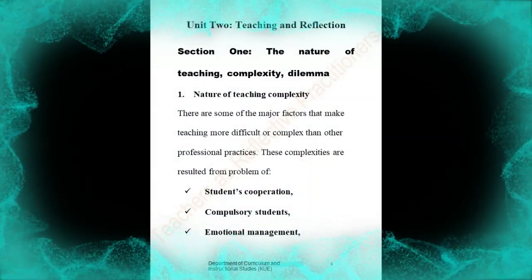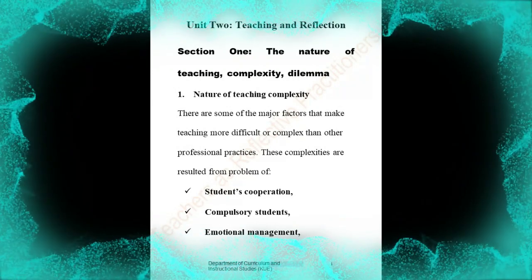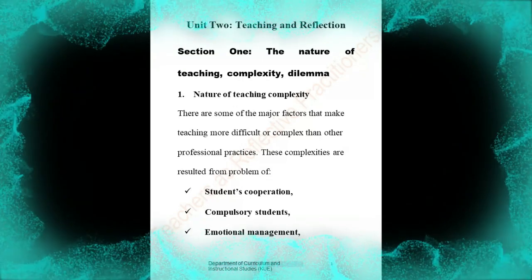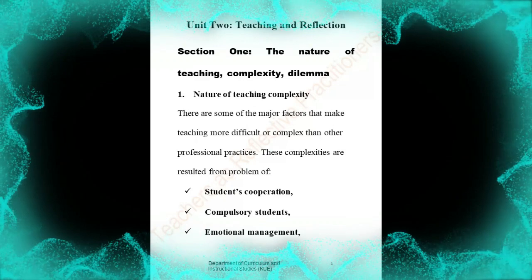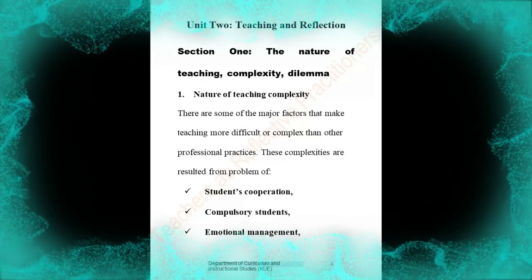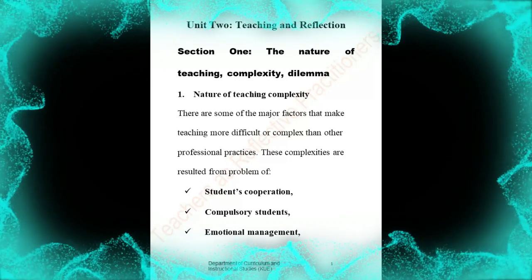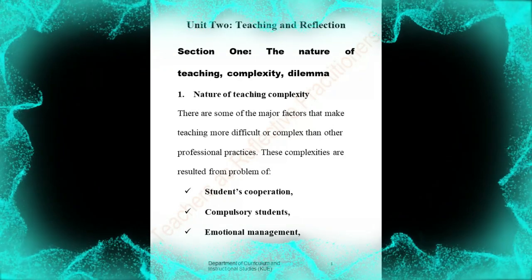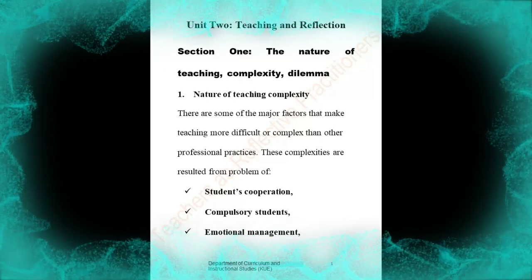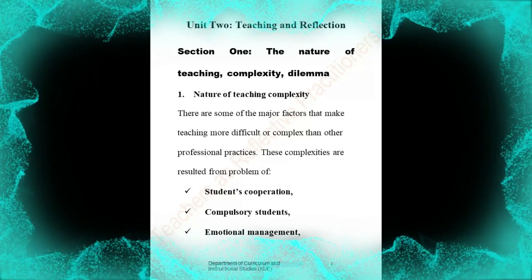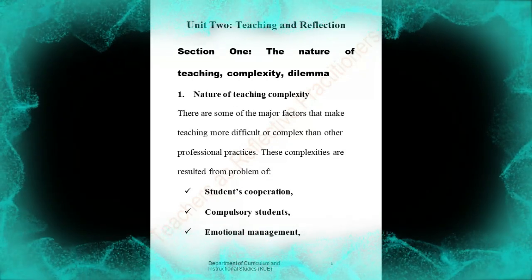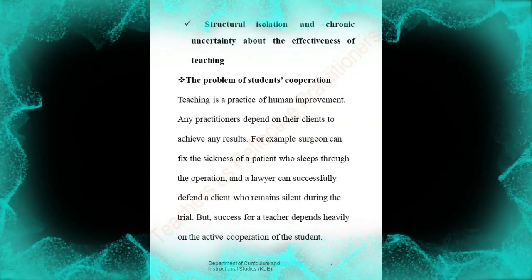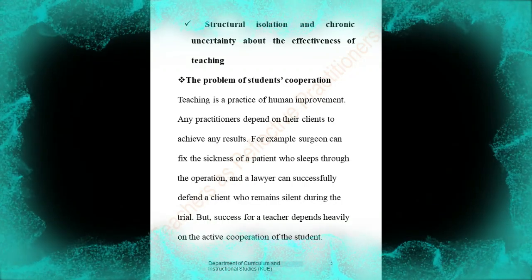Teaching and Reflection, Section 1, The Nature of Teaching: Complexity and Dilemma. 1.1 Nature of teaching complexity. There are some major factors that make teaching more difficult or complex than other professional practices. These complexities result from the problems of students' cooperation, compulsory students, emotion management, structural isolation, and chronic uncertainty about the effectiveness of teaching.